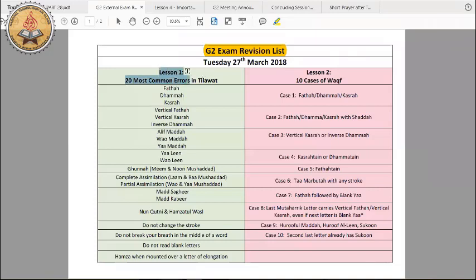Lesson 1, the 20 most common errors in tilawat, okay, with fatha, vertical fatha, fatha dhamma kasra, 1 second, vertical fatha, 2 seconds, alif madda, waw madda, they're also 2 seconds, elongations, these things. Meme ghunna, noon ghunna, all of these things. It might sound like a lot of information. It does to me when I sometimes see something like that, and I just feel a bit overwhelmed.